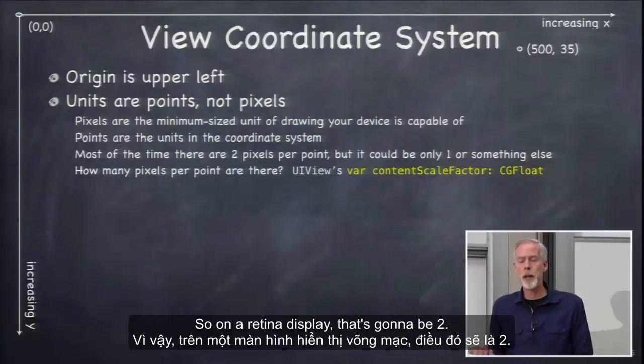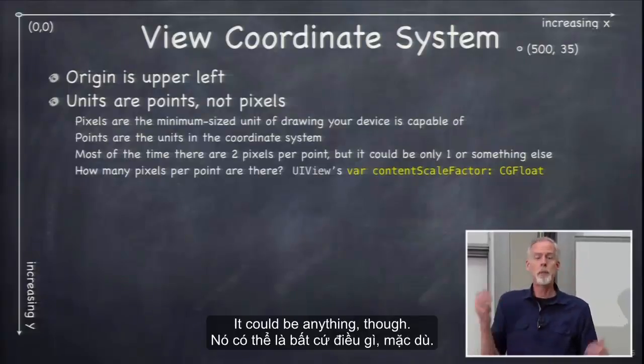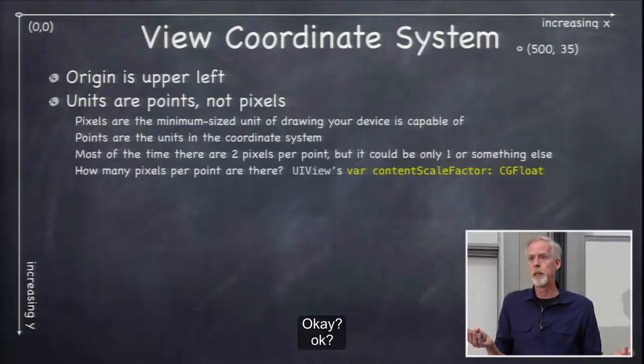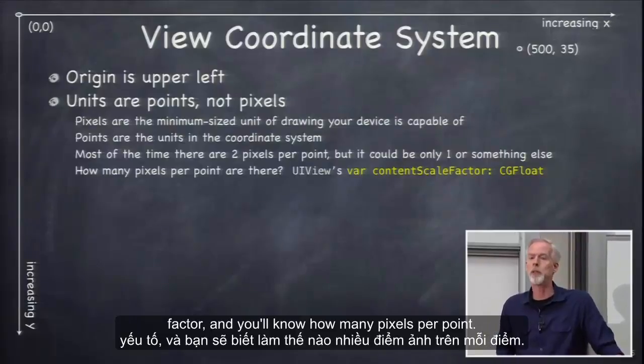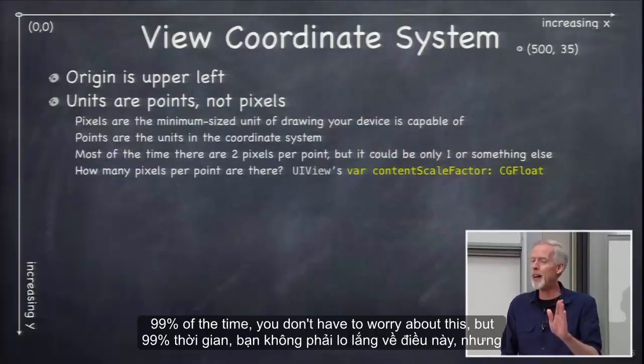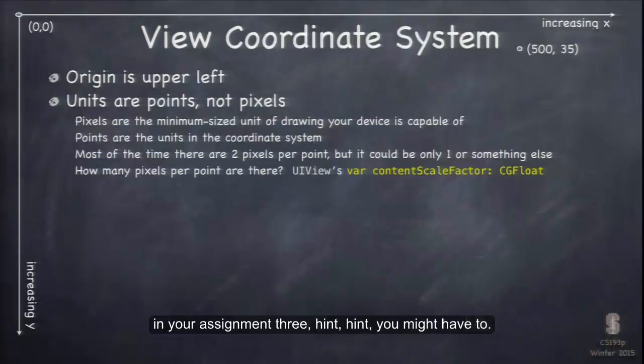So on a retina display, that's going to be 2. On a non-retina display, that will be 1. It could be anything, though. So you shouldn't write your code assuming it's 2 or 1. You should just write your code, get the contentScaleFactor, and you'll know how many pixels per point. 99% of the time, you don't have to worry about this, but in your assignment 3, hint, hint, you might have to.